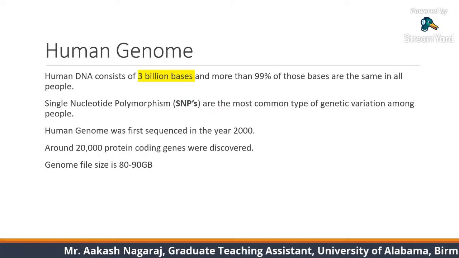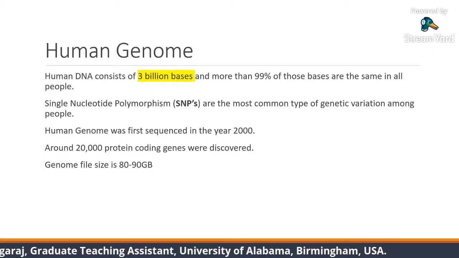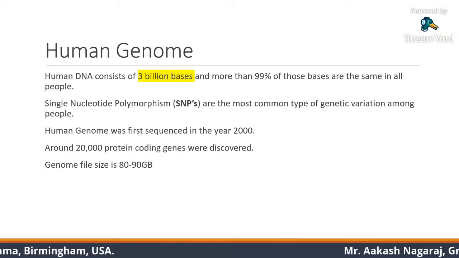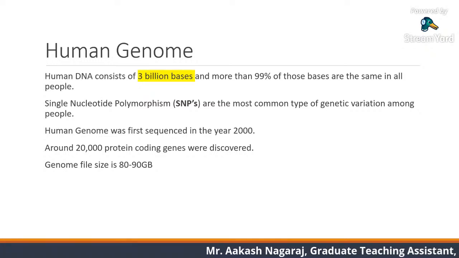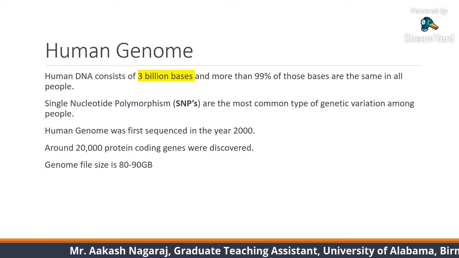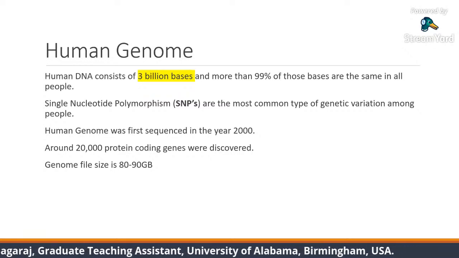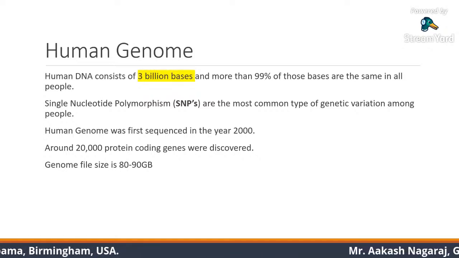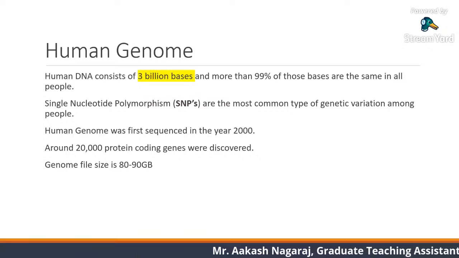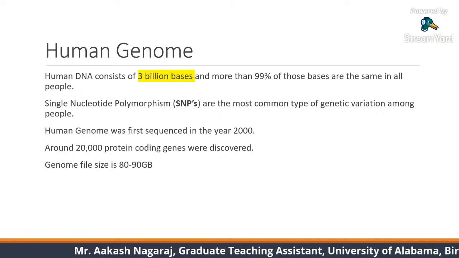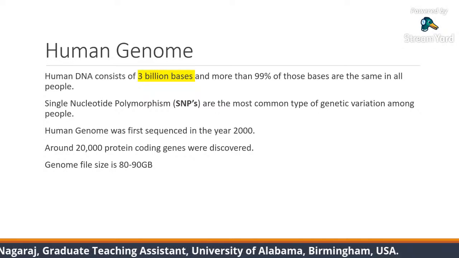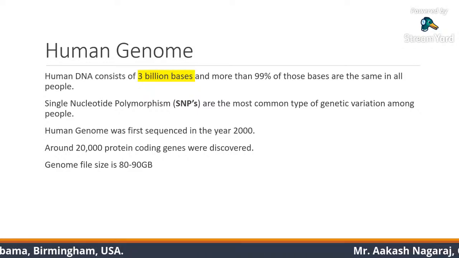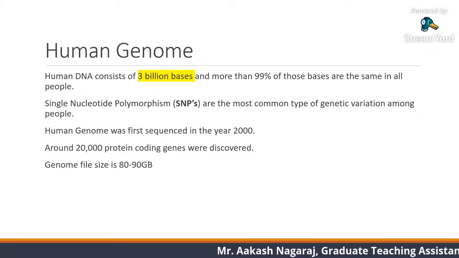So the human genome, the first draft of the complete genome, was published in the year 2000. And around 20,000 protein coding genes were discovered at that time when we got the sequence of the human genome. And the size of one genome file would be around 80 to 90 GB. That's very large.